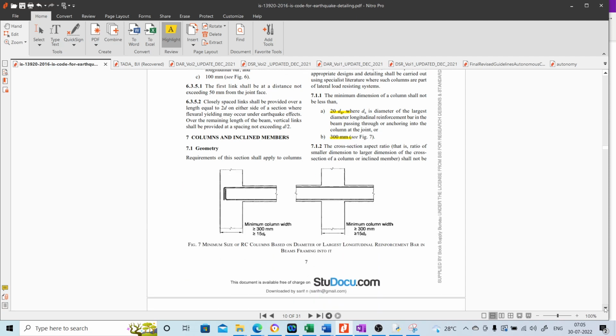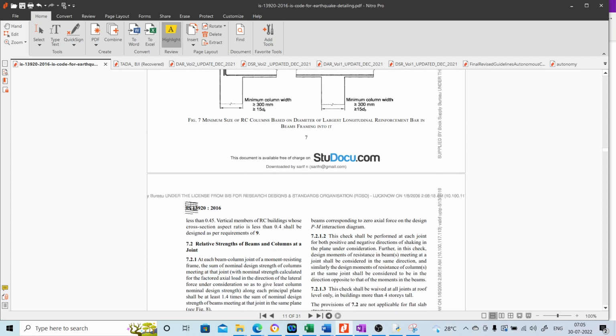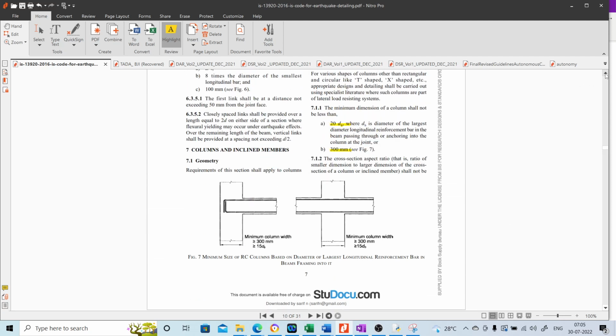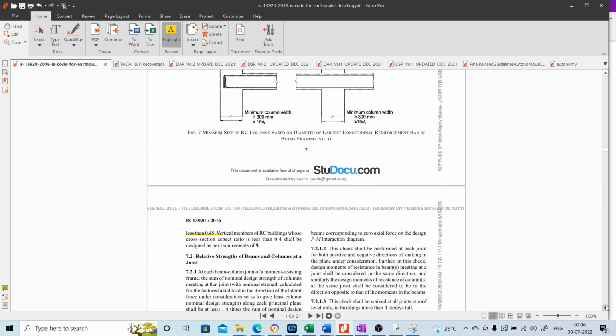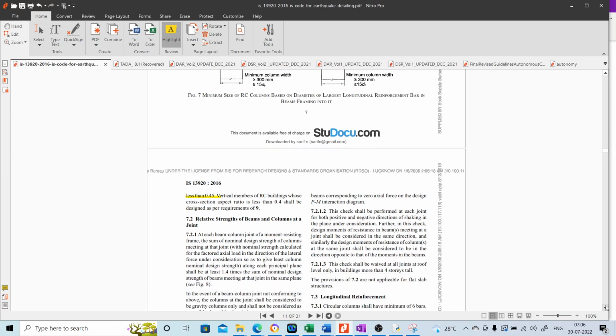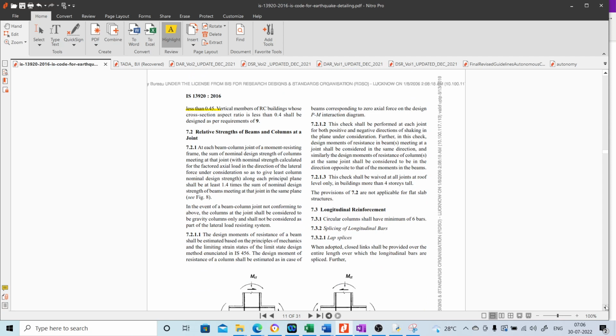Similarly, aspect ratio is also given, just like beam. For column, it should not be less than 0.4. That is the aspect ratio. If it is less than 0.4, then we have to look into requirements of section 9. We will see what is section 9.